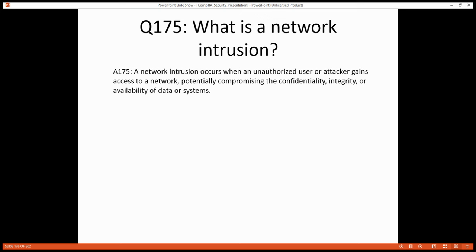Q175. What is a network intrusion? A175. A network intrusion occurs when an unauthorized user or attacker gains access to a network, potentially compromising the confidentiality, integrity, or availability of data or systems.